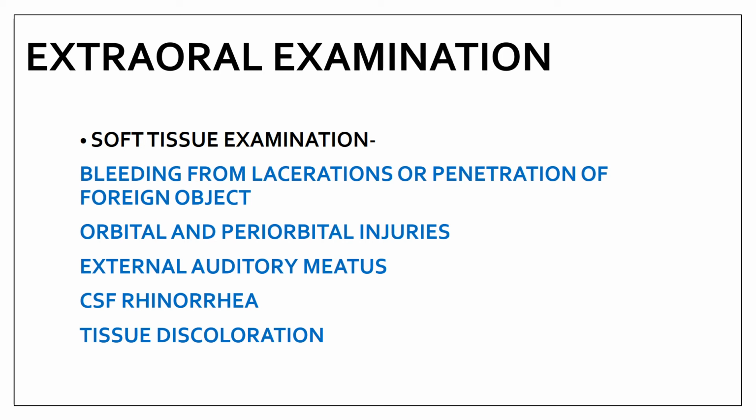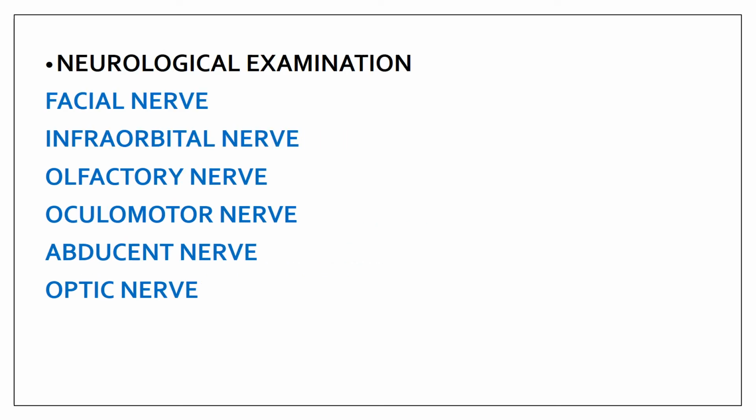The next is tissue discoloration, which you have seen. Then there can be subcutaneous emphysema. So these are all the soft tissue examination. The next is the neurological examination. In neurological examination, you are going to examine all these nerves.